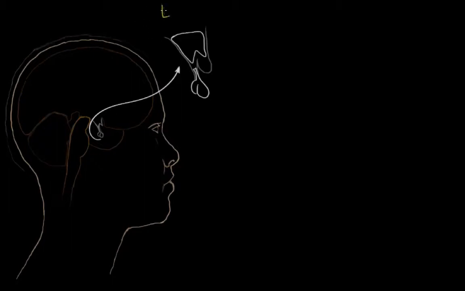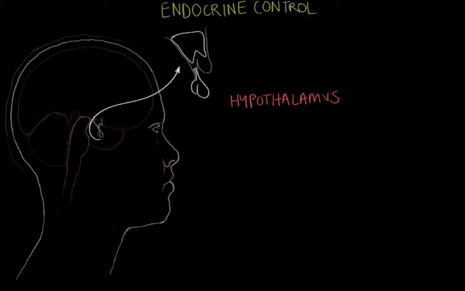Okay, so today what I want to talk about is endocrine control. And in order to talk about endocrine control, I need to talk about two major glands. First, the hypothalamus. I'm going to draw that in here.